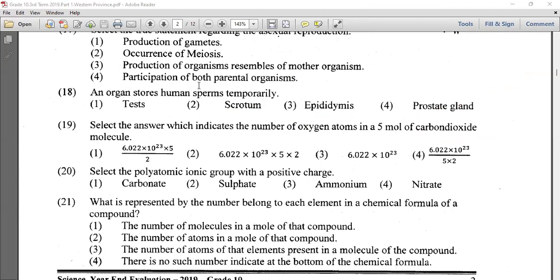Select the answer which indicates the number of oxygen atoms in 5 moles of carbon dioxide. First of all, we have to understand what carbon dioxide is. This is a molecule of carbon dioxide. See how many oxygen atoms are there? You have 2 oxygen atoms.